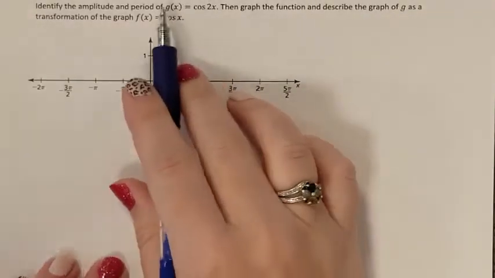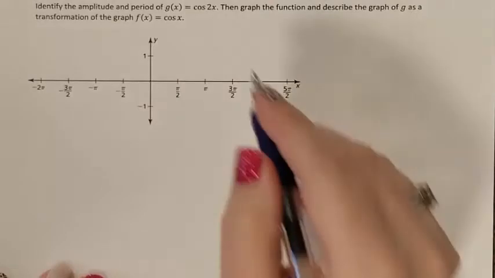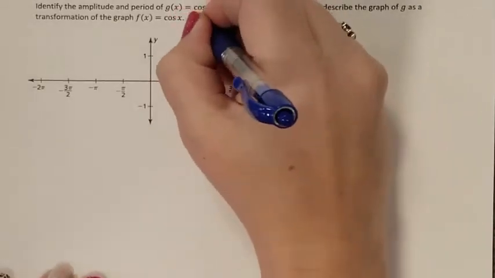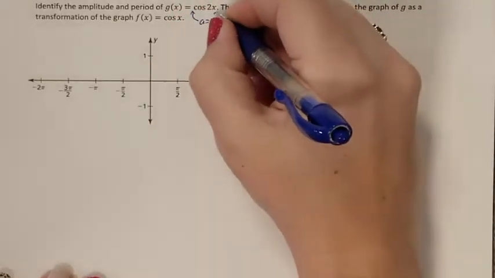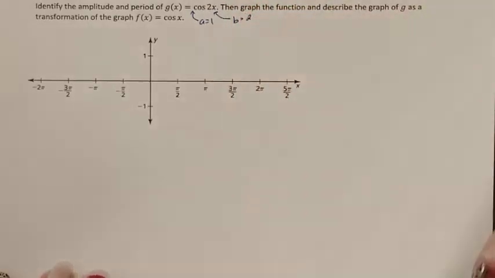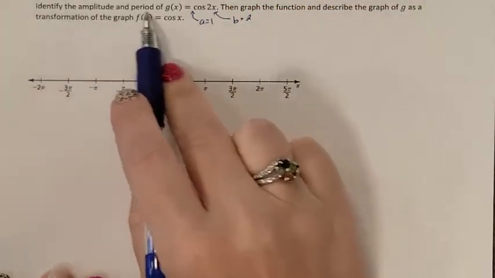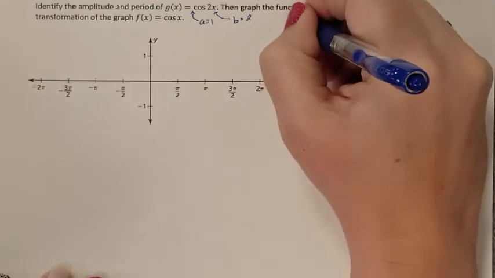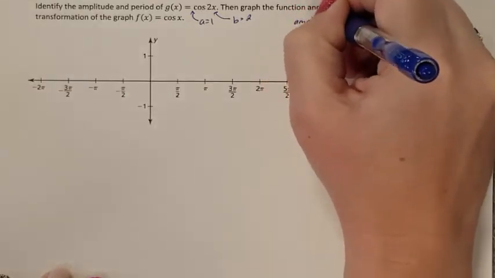Our next problem, we're trying to graph cosine of 2x. So first we need to identify my a. My a is 1. And identify my b. My b is 2. To be able to graph, the first thing you need to do is find your amplitude and your period.